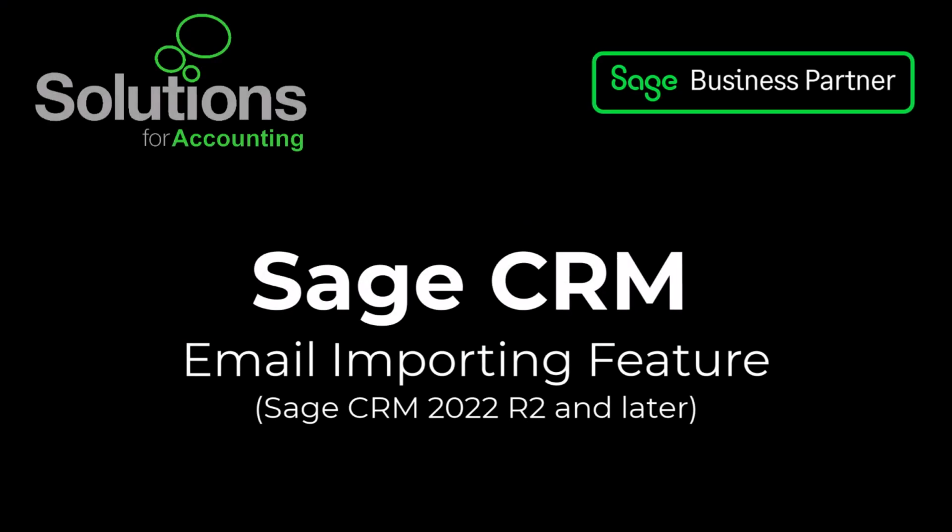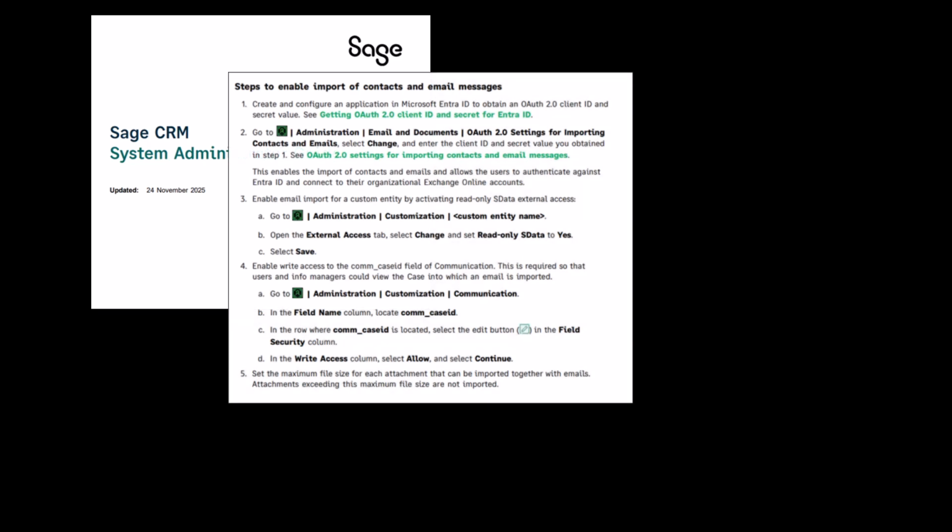Users of earlier versions of Sage CRM will be familiar with its email filing feature, which, although functional, relied upon Internet Explorer components which are now unsupported. So modern versions of Sage CRM include a feature that allows users to import email messages and contacts from organizational Exchange accounts or Office 365 accounts into Sage CRM.